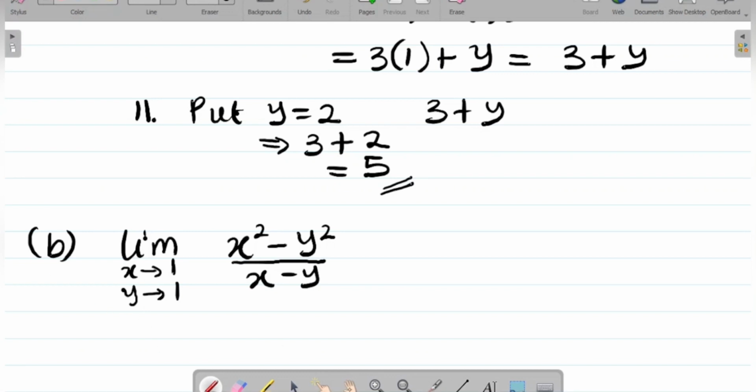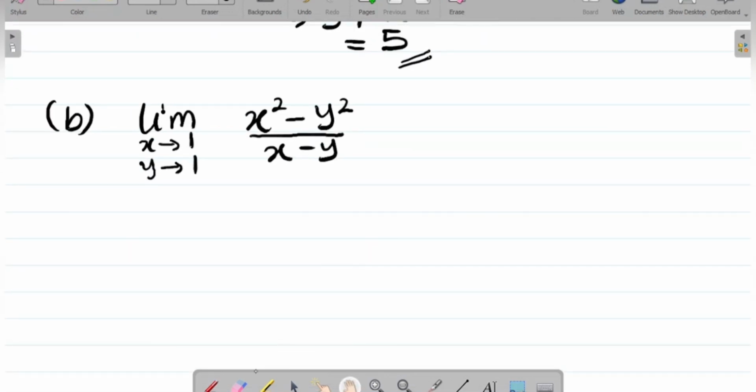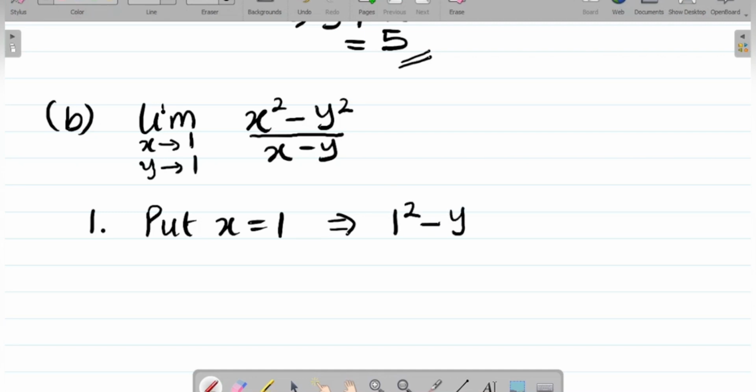For this, how do we solve this question here? What do we do? Let's do a direct substitution. So my first task, as usual, is to put x as equal to 1 in this function. So that will be equal to, I have something that looks like, x squared becomes 1 squared minus y squared all over x minus y becomes 1 minus y.